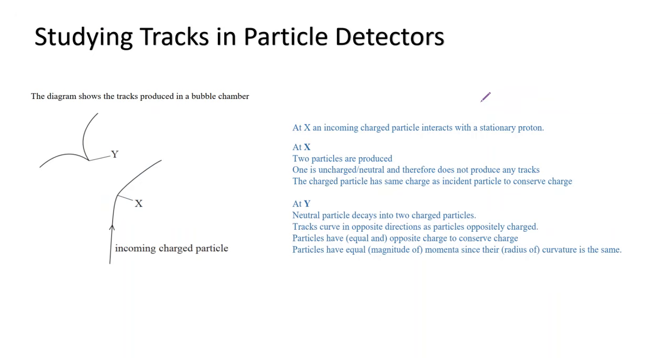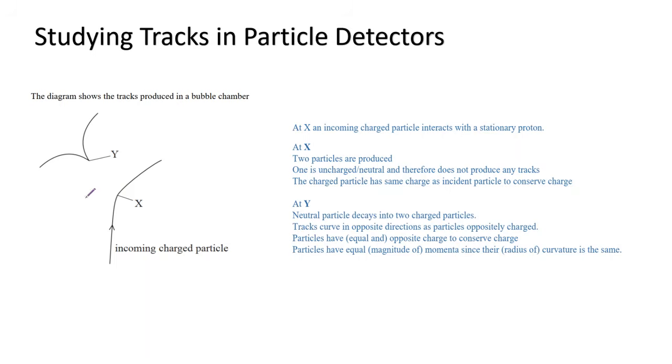After you create particles, these are subatomic particles, remember. You cannot see these particles. So how do you study them? You study them using particle detectors. So let's look at a question. The diagram shows the tracks produced in a bubble chamber. So there are mainly three types of chambers. One is a bubble chamber, one is a spark chamber, one is a cloud chamber.